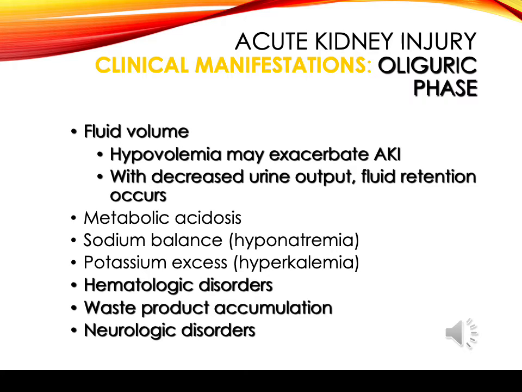So some other signs and symptoms that we'll see during the oliguric phase are hypovolemia, which can make the AKI worse. With the decreased urine output, fluid retention is going to occur, so patients are going to have edema. They're going to have metabolic acidosis, sodium balance issues, potassium excess, so that hyperkalemia. They can develop hematologic disorders. The waste products will accumulate in their body, and they can also develop neurologic disorders.